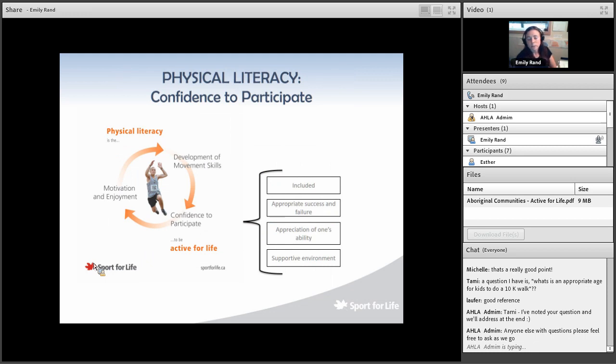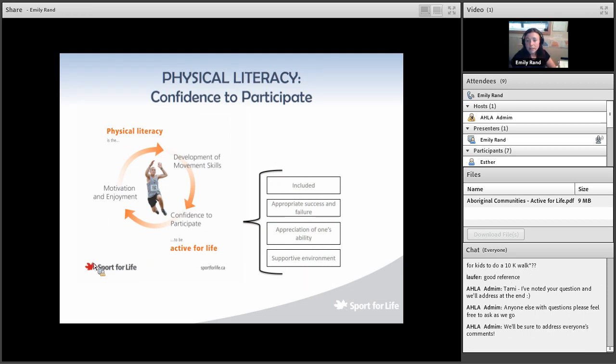Okay, so how do we develop people's confidence? Well, again, these are the ideas we've already covered when we talked about those 5 different principles. So making sure that our participants feel included, that is going to help build their confidence. As soon as we feel excluded, our confidence goes way down. Making sure that there is an appropriate success to failure rate.